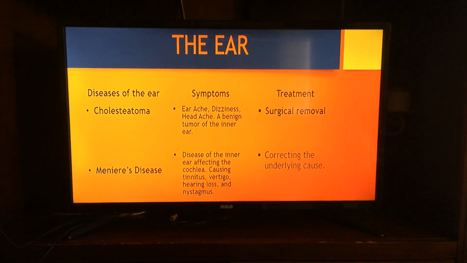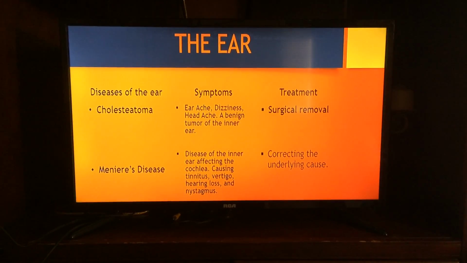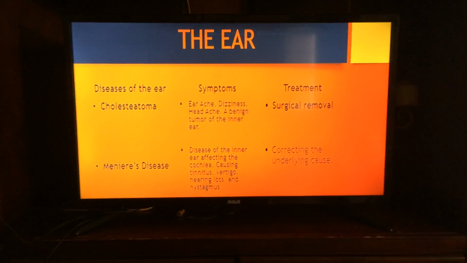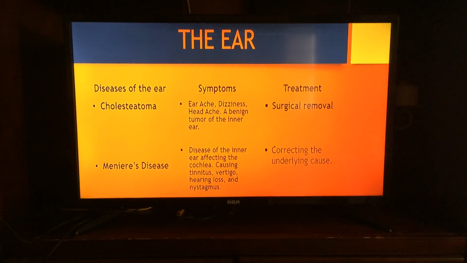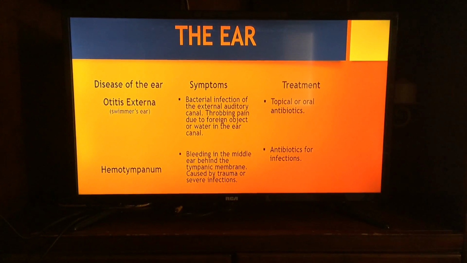Meniere's disease is a disease of the inner ear affecting the cochlea, causing tinnitus, vertigo, hearing loss, and nystagmus. Correcting the underlying cause could be a treatment for the disease.